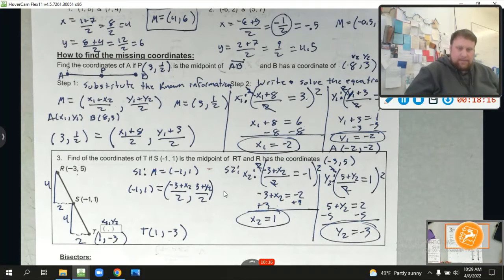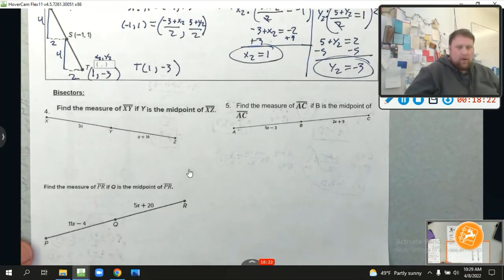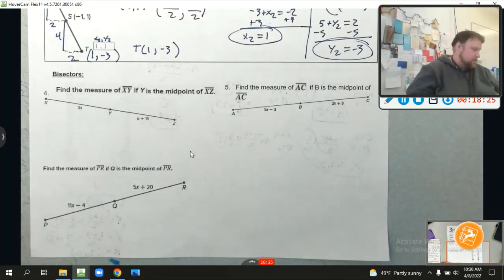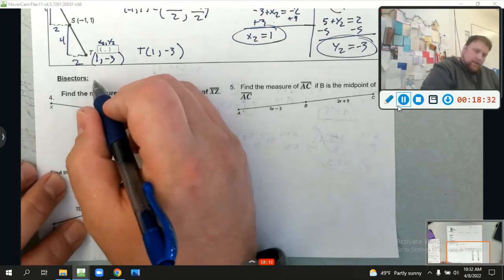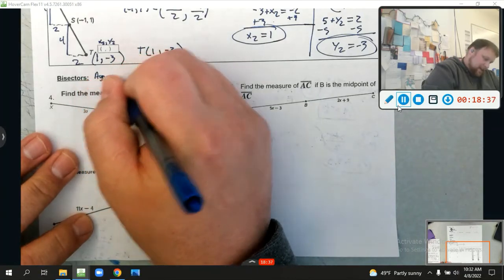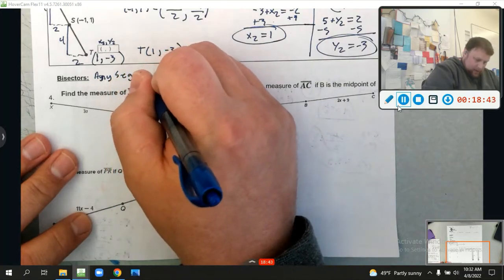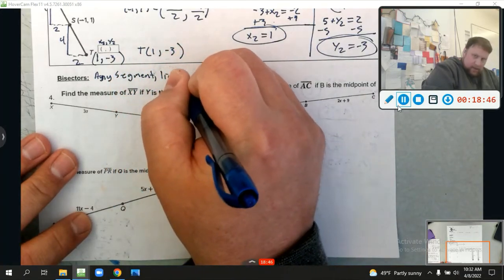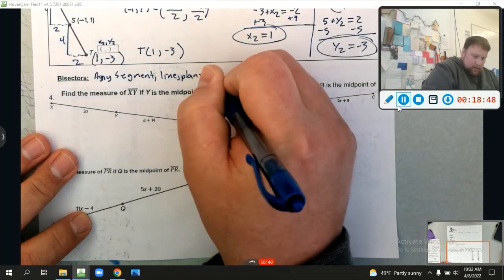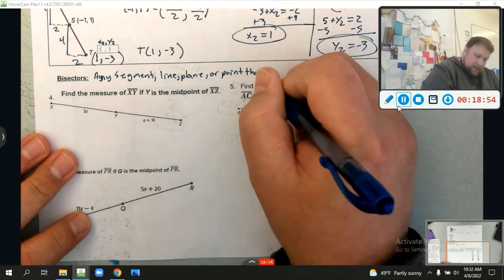Awesome. Got just one thing left happening here. We're going to talk about bisectors. All right, we see this definition right here, bisectors. What is a bisector? It is any segment, line, plane, or point that bisects a segment.